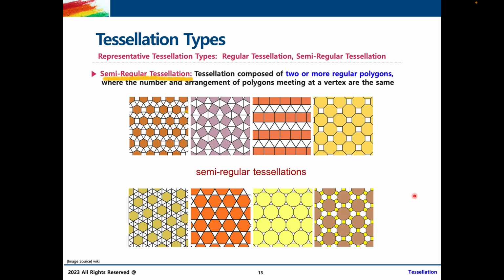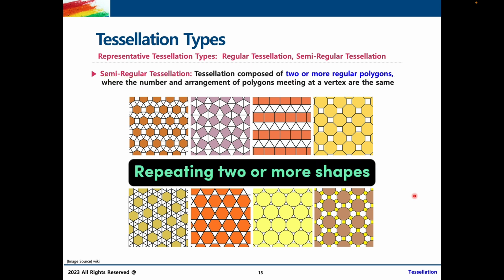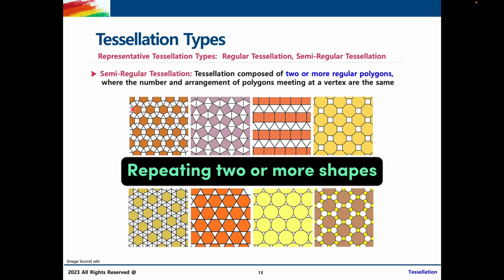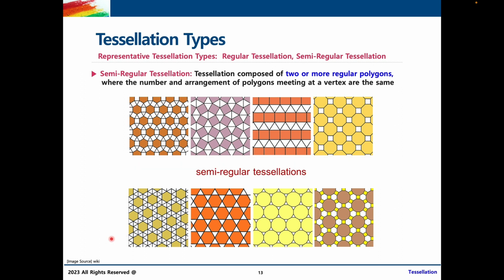What about semi-regular tessellations? Semi-regular tessellations are tessellations composed of 2 or more regular polygons, where the number and arrangement of polygons meeting at a vertex are the same. So we're no longer repeating only one shape, but now we're repeating 2 or more regular polygon shapes. And these are the 8 examples of semi-regular tessellations. This one over here you can see uses a hexagon and equilateral triangles.